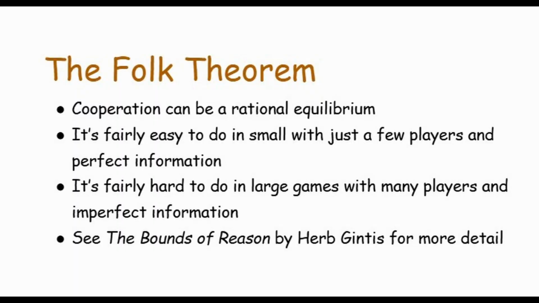And the social science backs this up. There's a famous theorem in social sciences called the Folk Theorem. And the Folk Theorem basically says that in repeated games with a small number of players and perfect information, then you've got a very good chance of reaching cooperative outcomes. But in large games with large numbers of players and imperfect information, you're not very likely to reach a cooperative outcome. And the economist Herb Gintis reviews the literature on the Folk Theorem in his book, The Bounds of Reason, and that's exactly what he finds empirically. Cooperation does tend to happen quite often for small groups, but not very often for large anonymous groups.